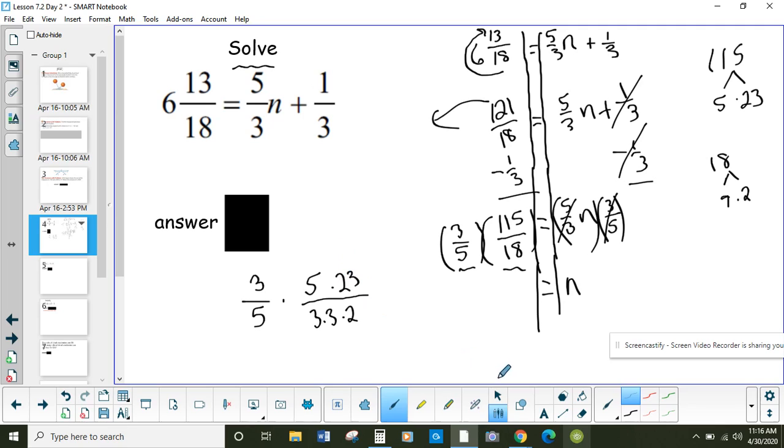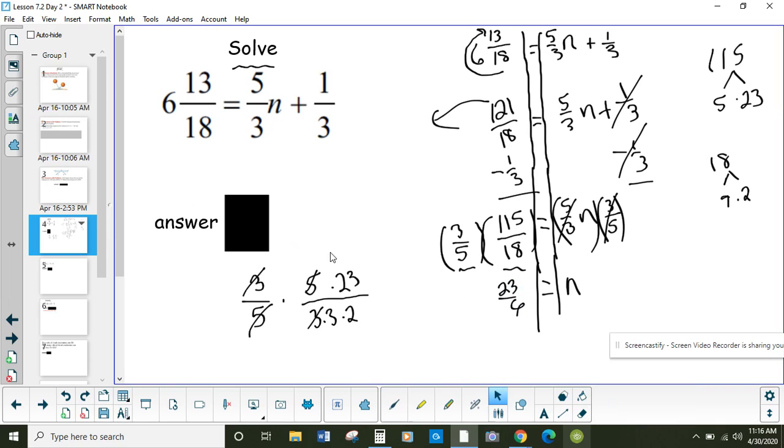Now, be careful. You guys cannot cross out this 2 and this 2 because this is not a 2. This is a 23. So you can't cross out that 3 either. So just be careful with that. You can only cross out factors. You can't cross out part of a number. I can cross out these 5s though, and I can cross out these 3s. And so what I have left is 23/6.